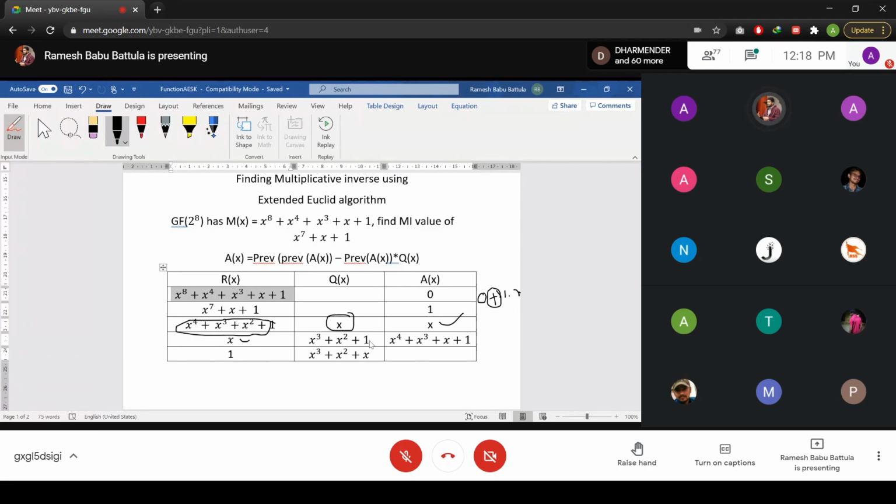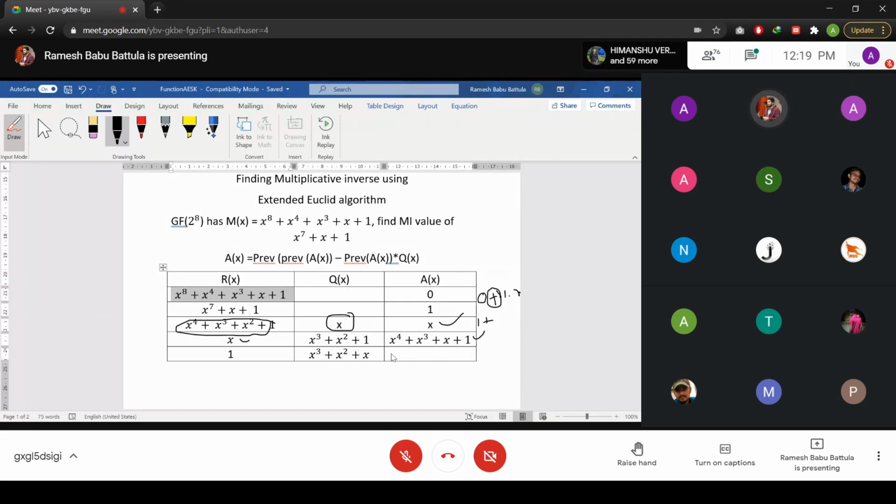square plus 1. Then I'm multiplying this one like this. The previous to previous value is 1. Then 1 XOR x into this one. X into this one means what values we will get? X to the power 4 plus x to the power 3 plus x plus 1. That's why x to the power 4 plus x to the power 3 plus x plus 1.